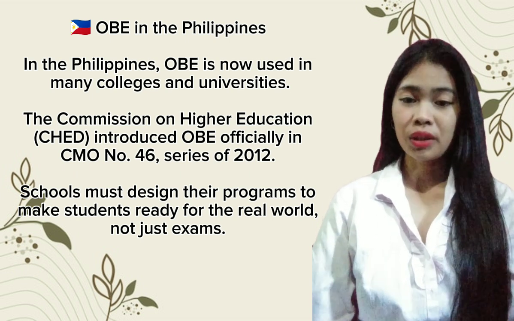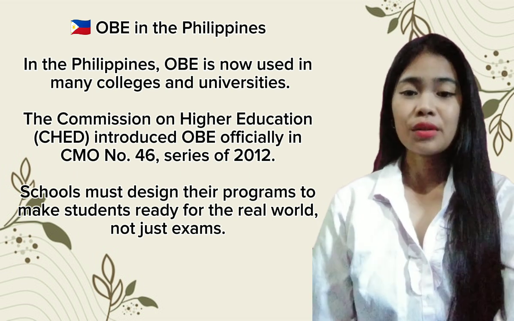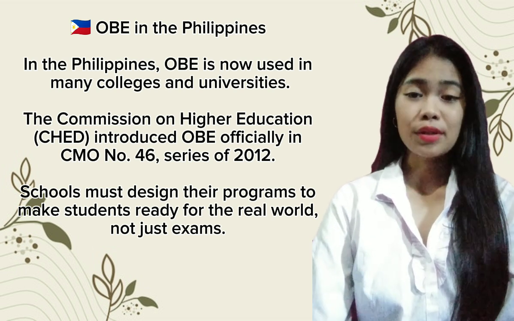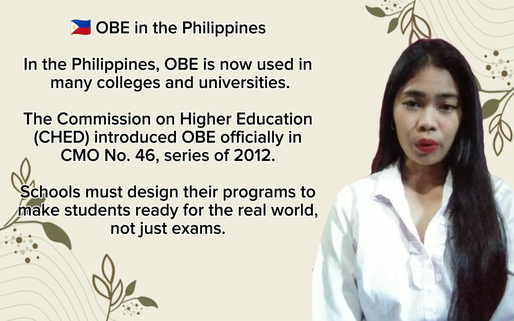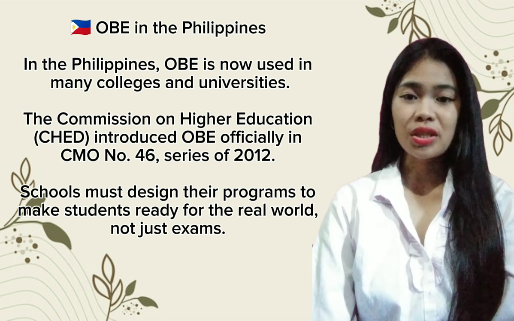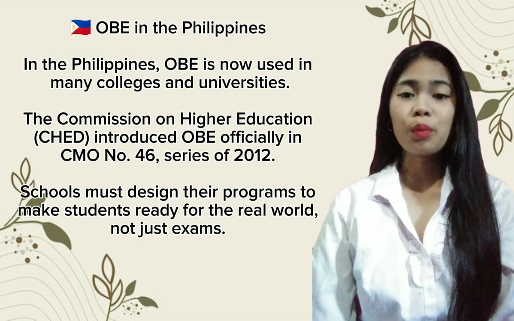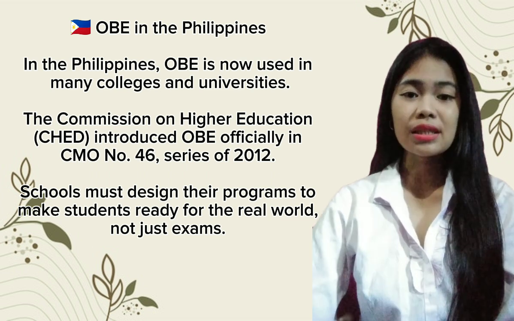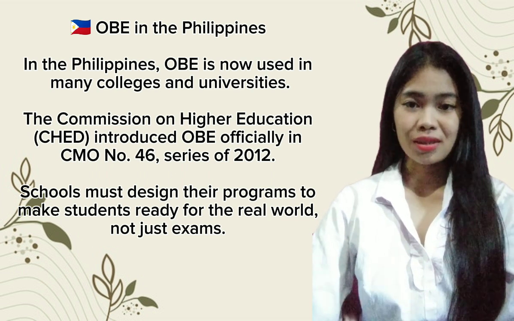So in conclusion, to sum it up, outcome-based education focuses on what students can do at the end of the course, so it connects goals, content, teaching strategies, and assessments. It supports all kinds of learners by giving them clear goals and many chances to succeed.